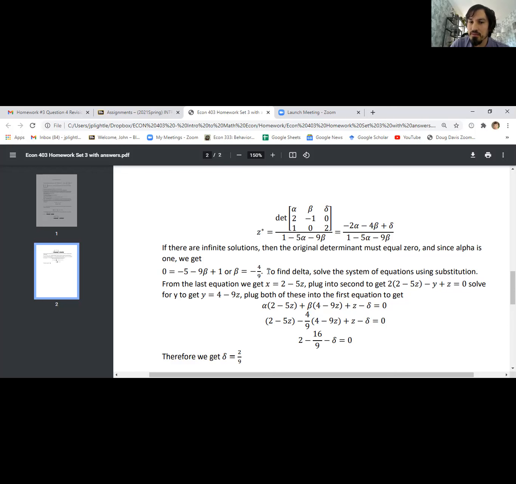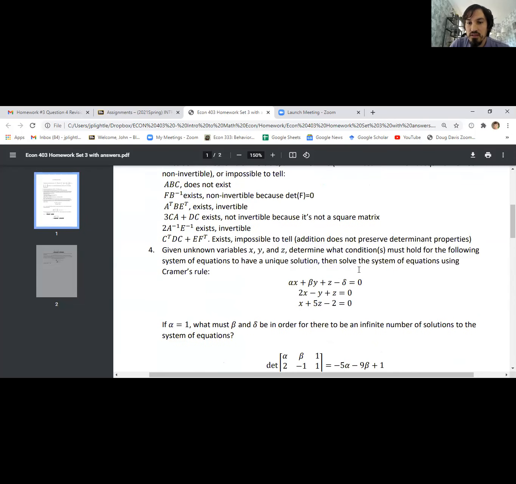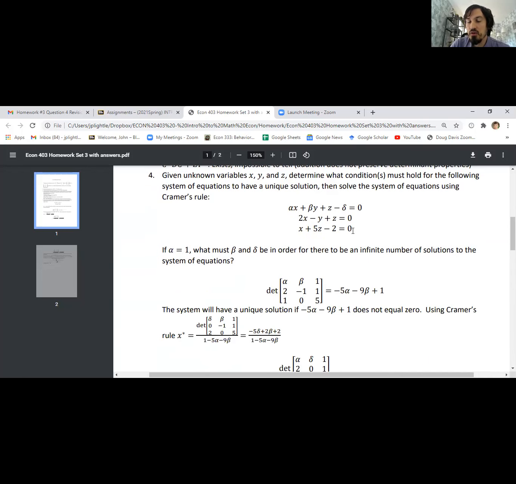So here's a way that's a little bit better. To find delta, just solve the system of equations using substitution. Here's 3 equations. You can solve them for x, y, and z as best as you can, simplifying by using substitution and eliminating variables until you get to a point where it's only consistent if delta equals some value, and that must be the value of delta. The alternative case would be, if you choose any other delta, you get no solution. But if you choose this particular delta, you'll get infinite solutions.